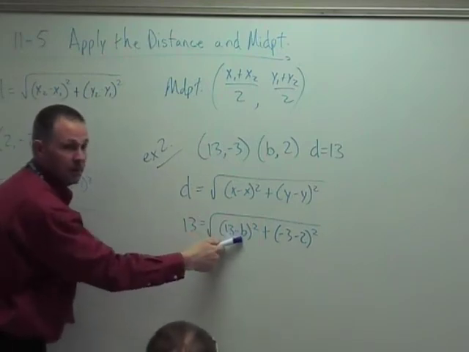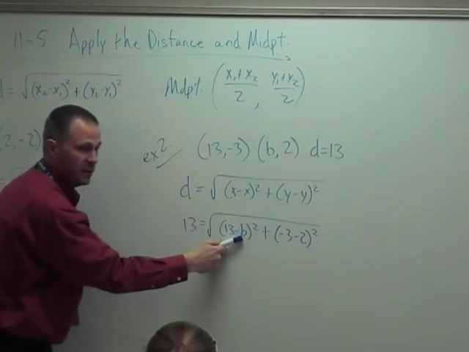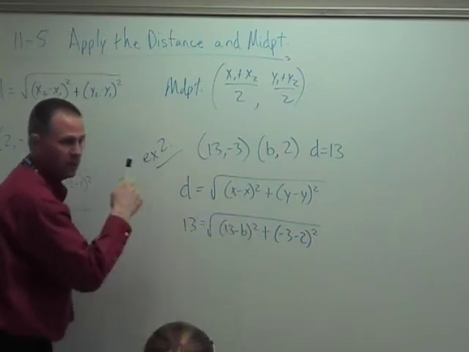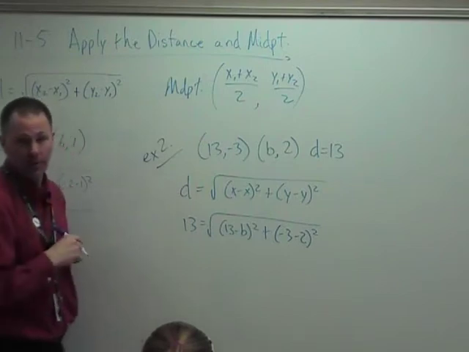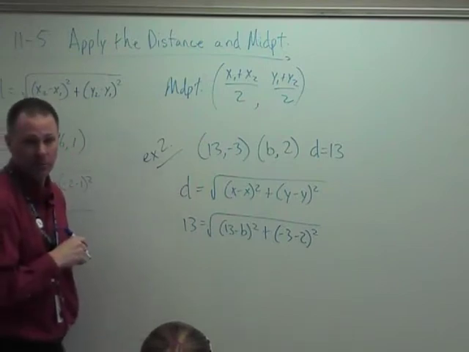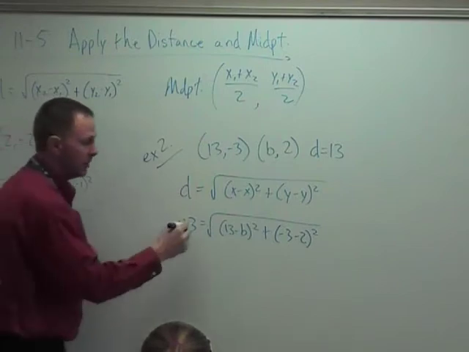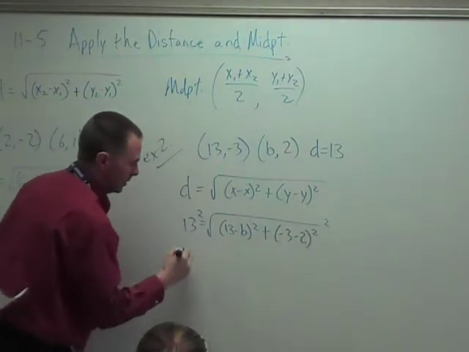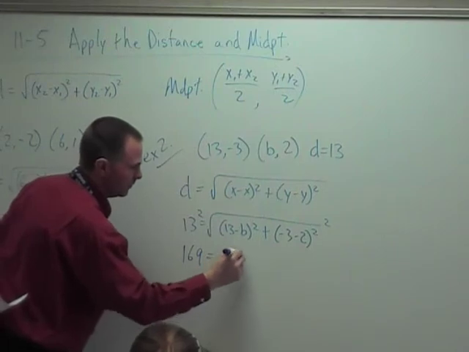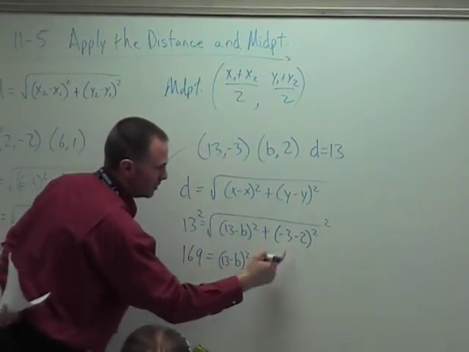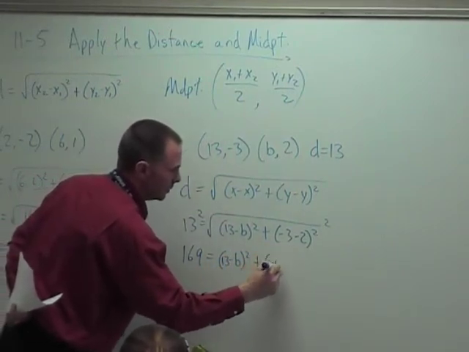I'm going to have to get b by itself, but it's inside parentheses. There's an exponent, and there's this radical. So we've got to get rid of the radical first. How do we get rid of radicals? Square roots, I should say. Square both sides. 169 equals, now the radical is gone. This is -5 squared.